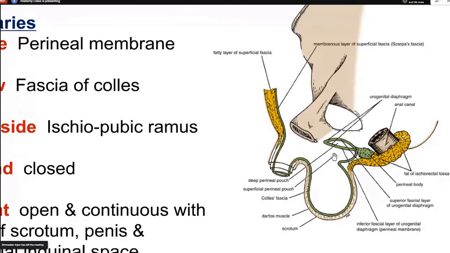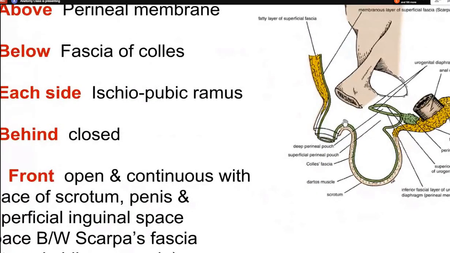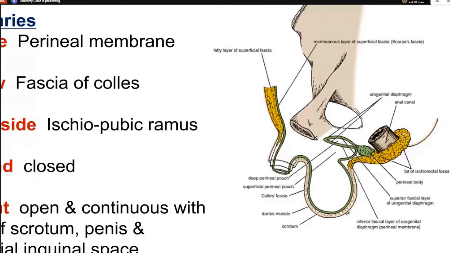Now see anteriorly. Anteriorly it is open. Anteriorly it is open. It will continue with the space of the scrotum. Then it will also continue with the space of the penis. Now next one, it will also continue with the space present in the anterior abdominal wall. And when you are reading the anterior abdominal wall, I think you have come across the word known as the superficial inguinal space.